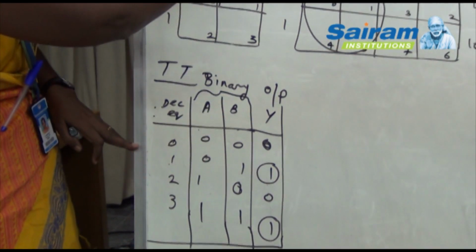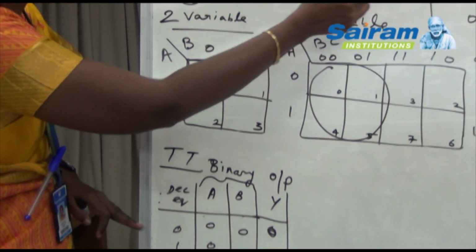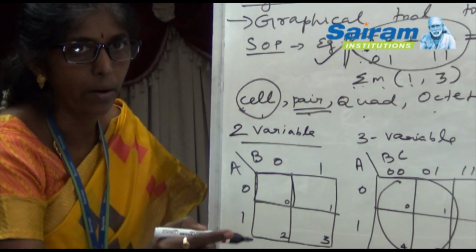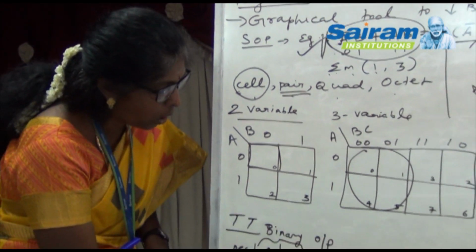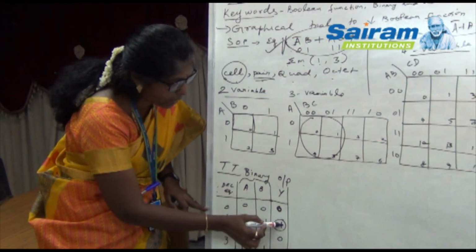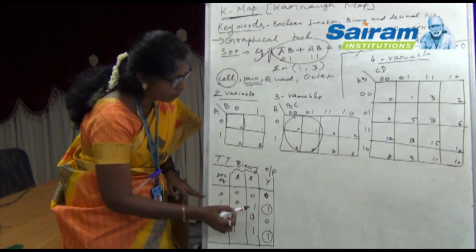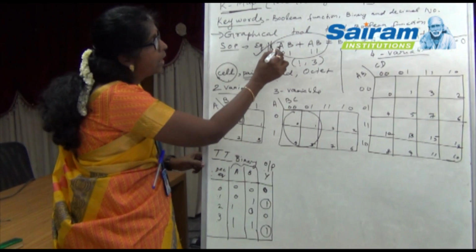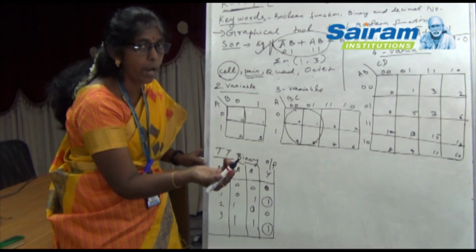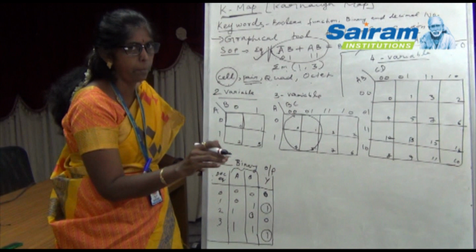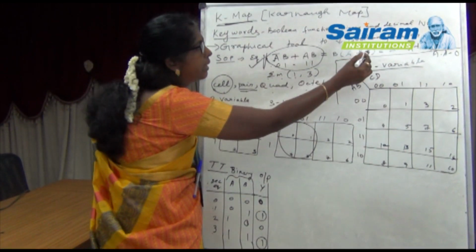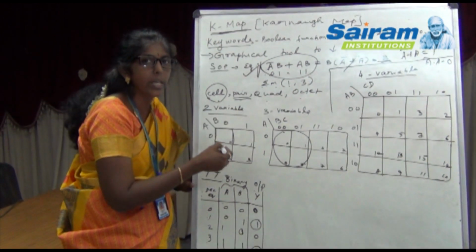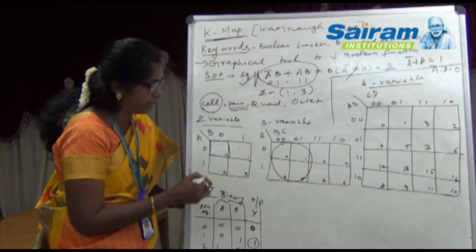And for this function, summation of min terms 1, 3 means for 1 and 3, the output is 1. For others, the output is 0. So I have written the output value for 1 as 1 and for 3 also 1. So for this function, when we are not using Karnaugh map and we are using Boolean algebra, the answer is B. How can this B be arrived at using Karnaugh map? Let us see that.